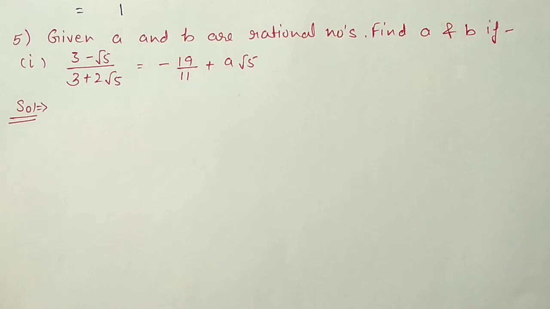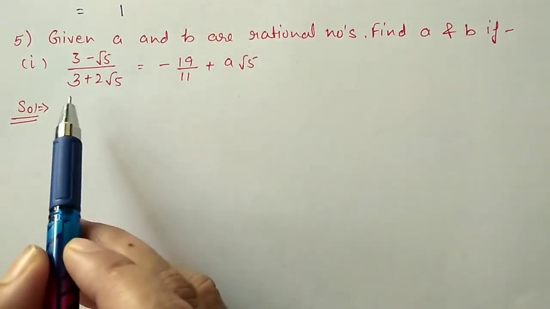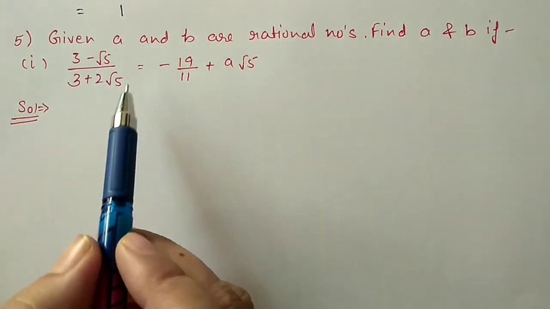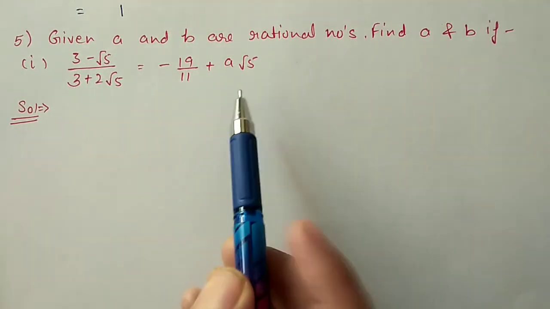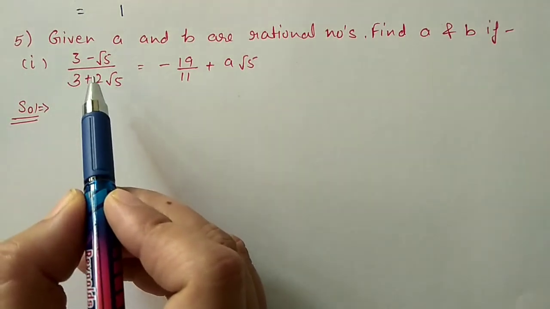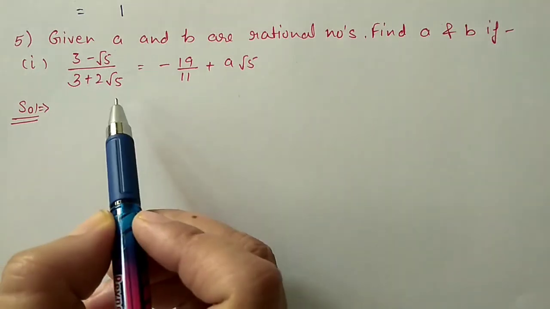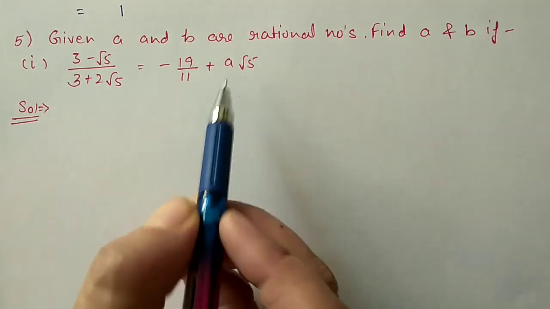Next, question number 5. Given a and b are rational numbers, find a and b if 3 minus root 5 divided by 3 plus 2 root 5 is equal to minus 19 by 11 plus a root 5. So we will take the left side here. First we will rationalize this one and then we will do the comparison with the right side.